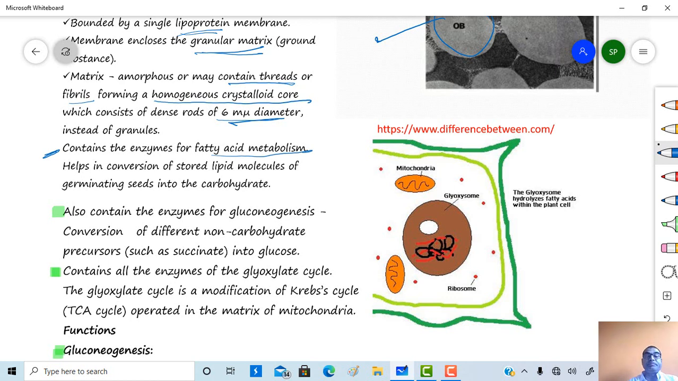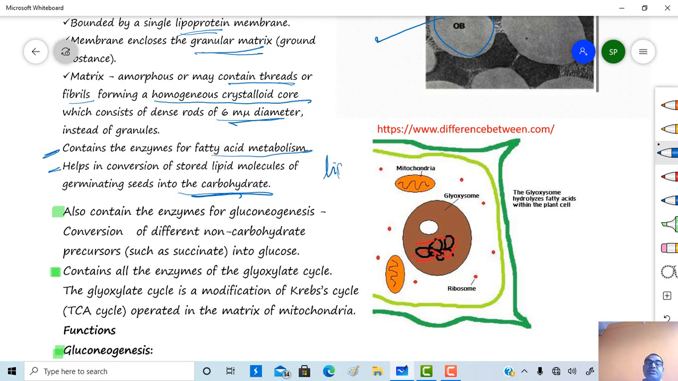These contain the enzymes for fatty acid metabolism, and these enzymes help in the conversion of stored lipid molecules into carbohydrate in germinating seeds. When an oily seed is sown, at the time of germination, whatever lipid is present within the germinating seed is converted into carbohydrate during the process of respiration.